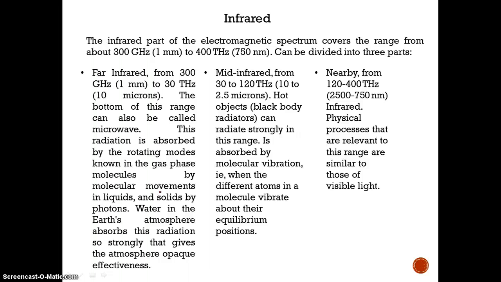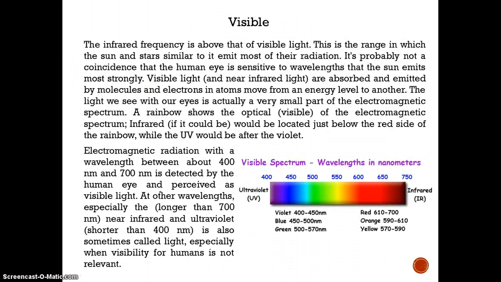It is absorbed by molecular vibration, when the different atoms in a molecule vibrate about their equilibrium positions. Near infrared. Physical processes that are relevant to this range are similar to those of visible light. Visible. The infrared frequency is below that of visible light. This is the range in which the sun and stars similar to it emit most of their radiation.